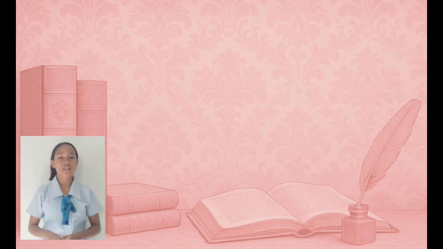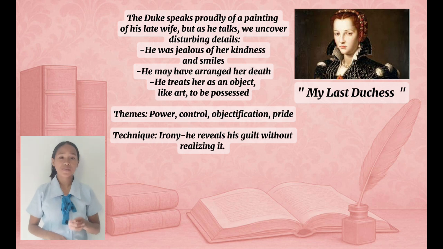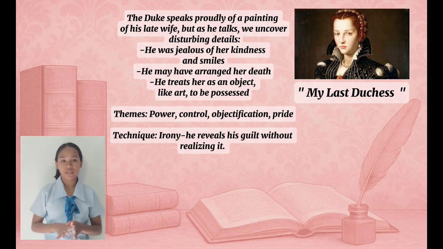So the first one is My Last Duchess. This poem is about a duke talking to a visitor about a painting of his late wife. As he speaks, he reveals his jealousy and need for control. He didn't like how friendly and kind she was to others. He hints that he had her killed because she didn't behave the way he wanted.